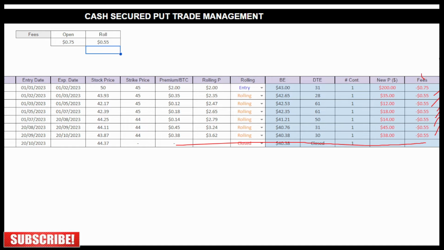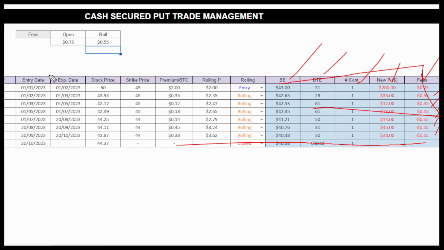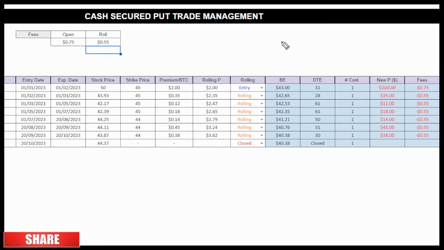So this is already formulated for you guys. You don't need to touch these cells in light blue. You just need to change these ones in white. And this one here, you don't need to touch either. All formulated for you guys. Let's go back, for example, to 1.25 and then 0.26. So very, very simple to understand.